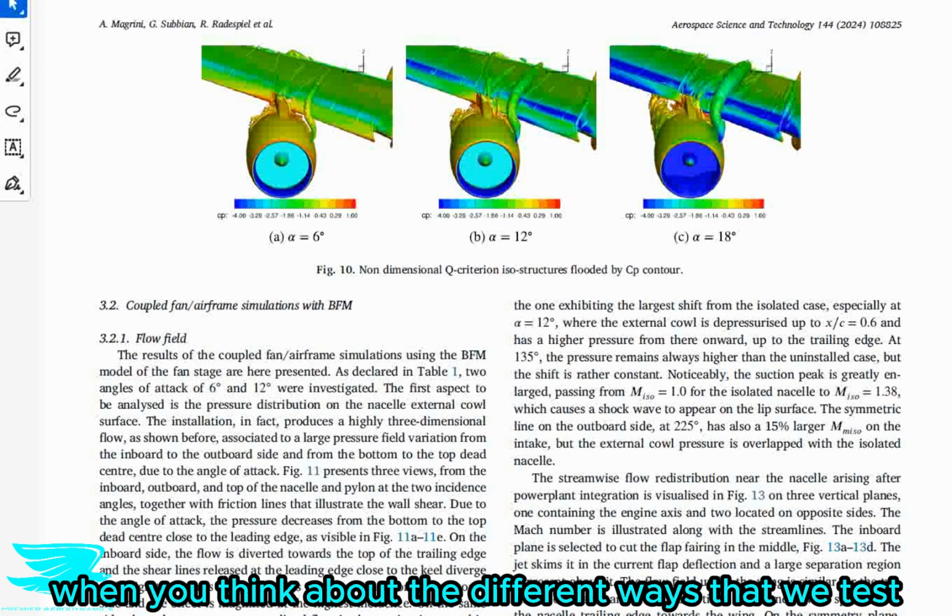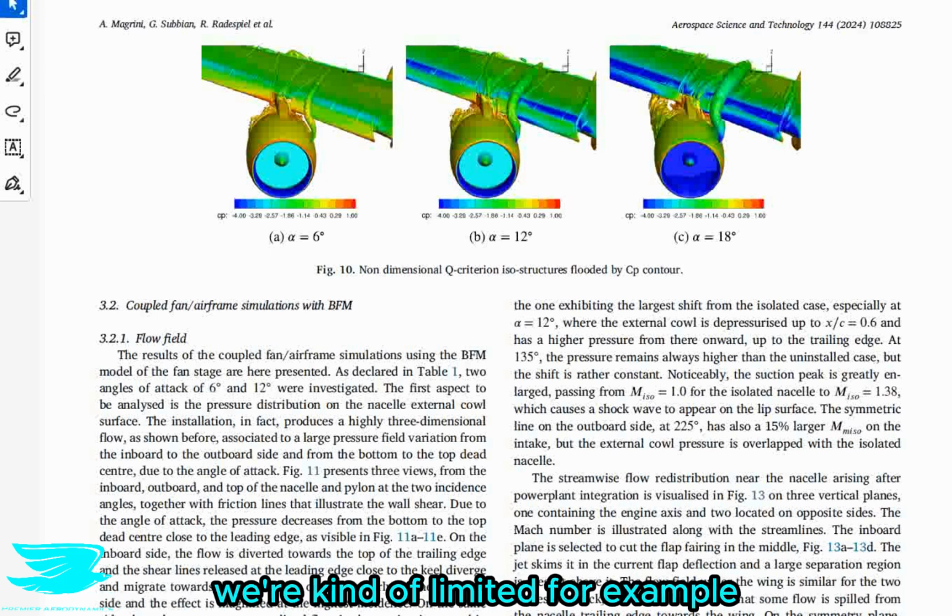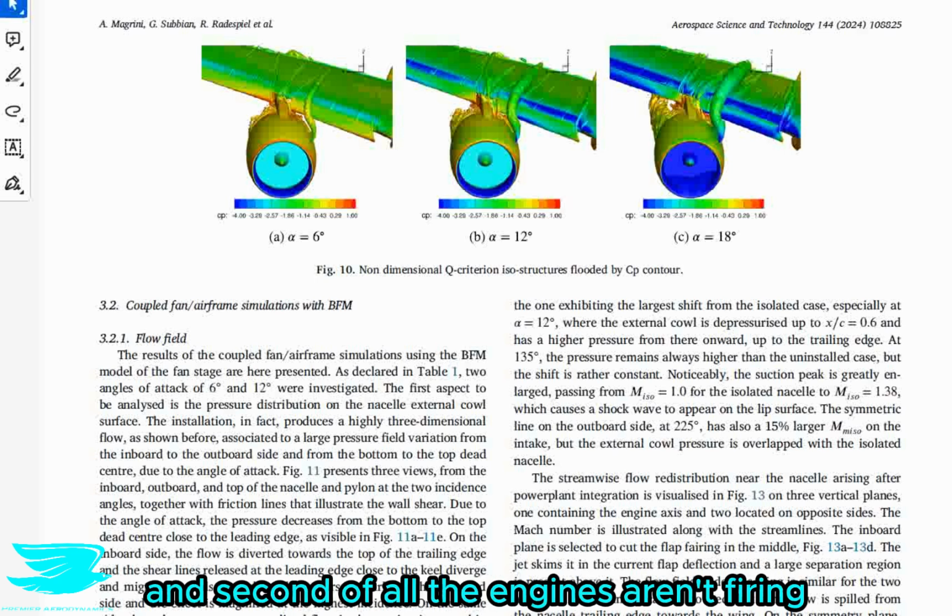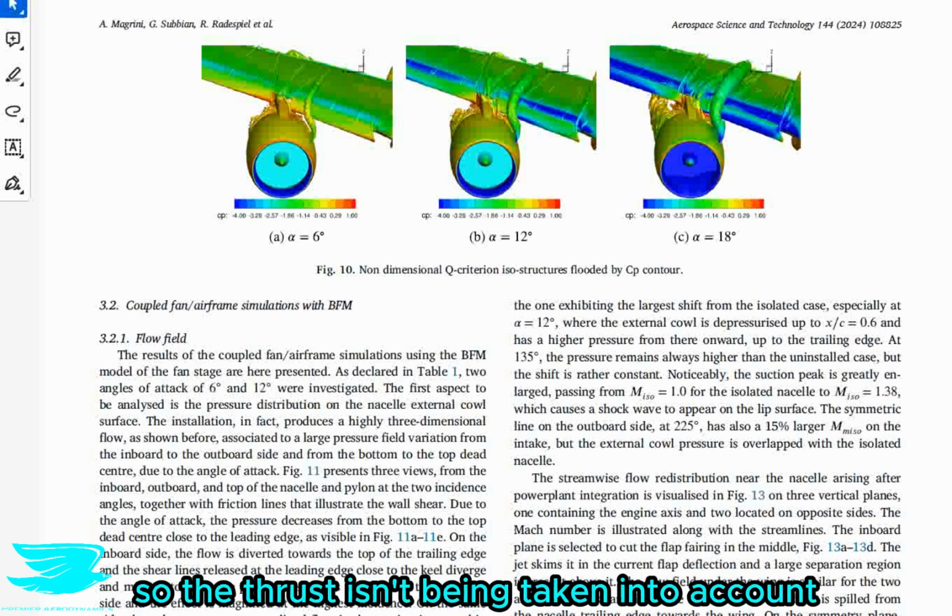And when you think about it, I guess it isn't that surprising that we don't know, because when you think about the different ways that we test the aerodynamics of airplanes, we're kind of limited. For example, if we put a plane in a wind tunnel, first of all, it needs to be a scale model. And second of all, the engines aren't firing. So the thrust isn't being taken into account.